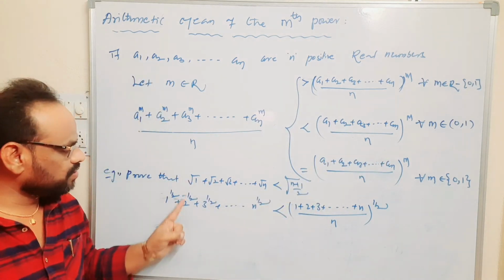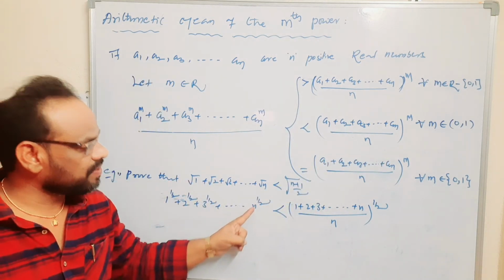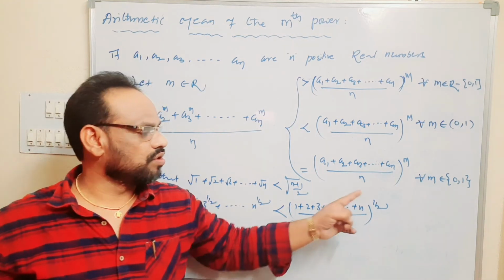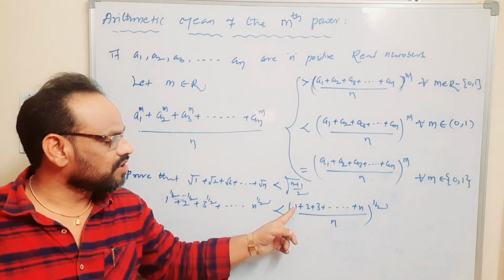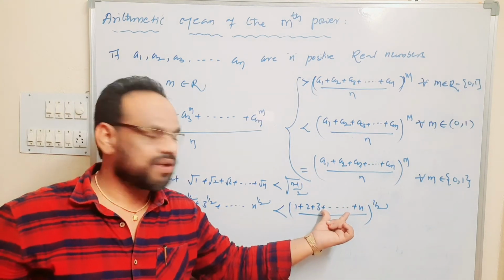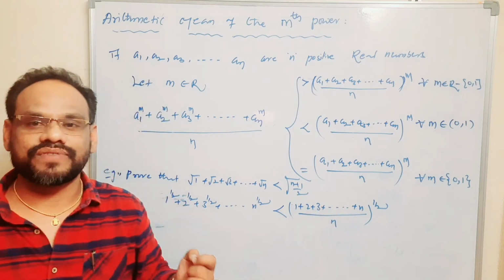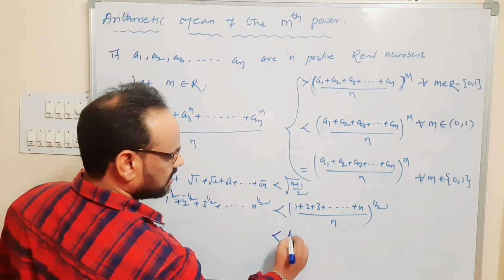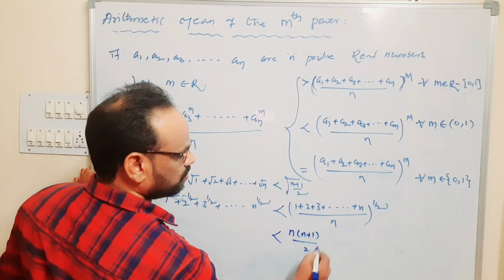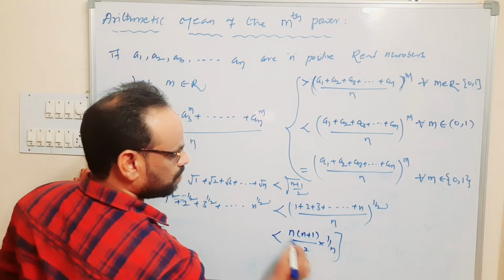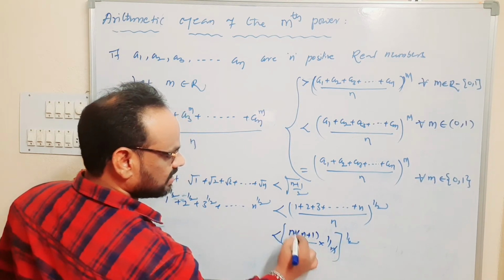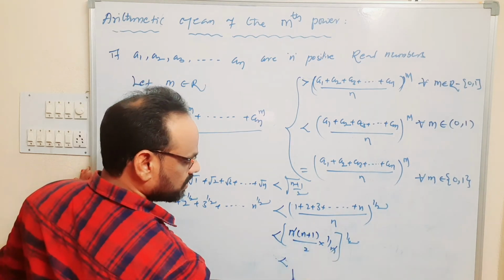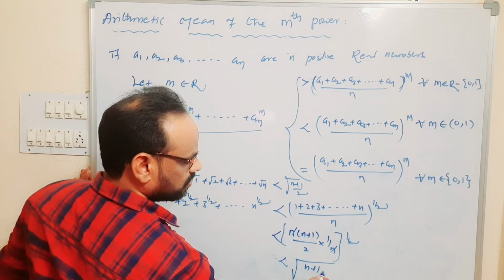So 1 power 1 by 2, 2 power 1 by 2, 3 power 1 by 2 plus and so on n power 1 by 2 is always less than (1 plus 2 plus 3 plus and so on plus n) by n, whole power 1 by 2. Observe here, 1 plus 2 plus 3 plus and so on plus n is the sum of the first n natural numbers. We know the formula: the sum of the first n natural numbers is n into (n plus 1) by 2. That is n into (n plus 1) by 2, into 1 by n, whole power 1 by 2. The n gets cancelled, so it is less than the square root of (n plus 1) by 2.